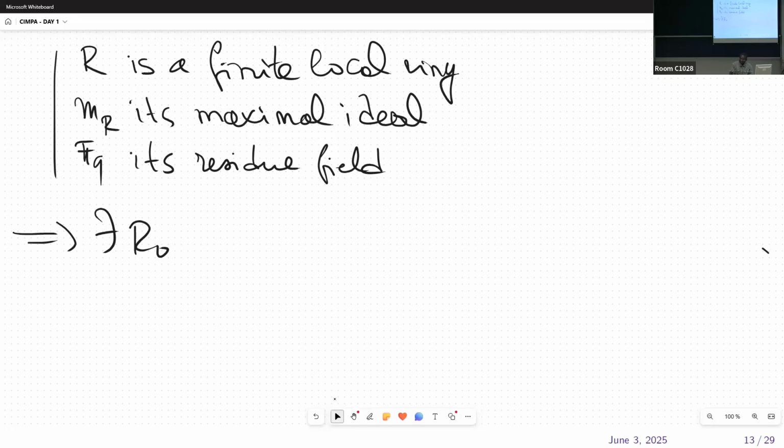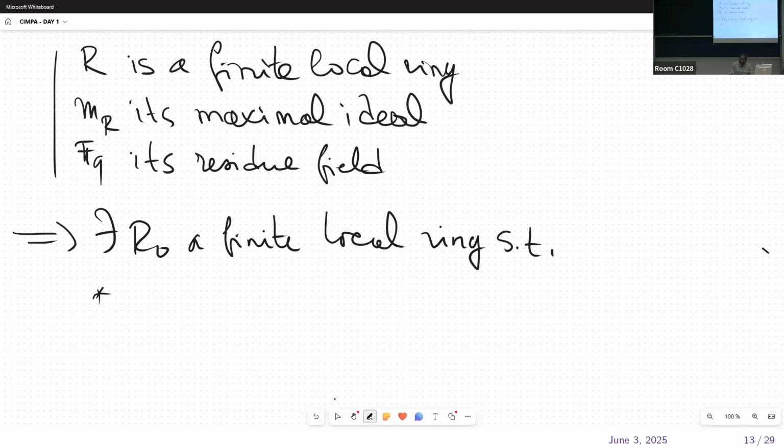Here we ask this question: is there R_0, a finite local ring, such that R_0 is a subring of R, and second, the residue field of R_0 is isomorphic to F_q?